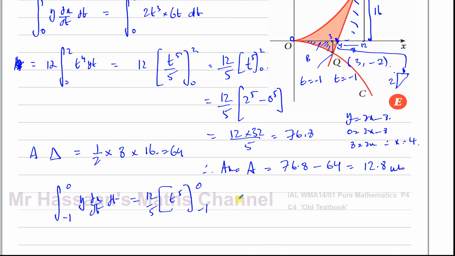So this is going to give me basically 12/5 times 0 to the power 5 minus 1 to the power 5. So that's going to give me basically 12/5, which is 2.4. Right? Is that right? 12 over 5, 2.4. So that's this area over here, and I have to add the area of the triangle.